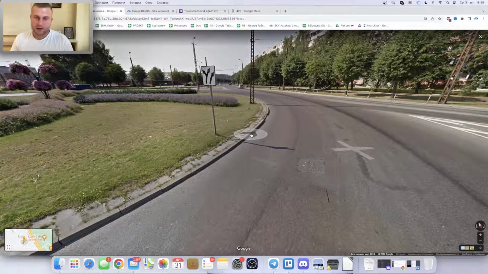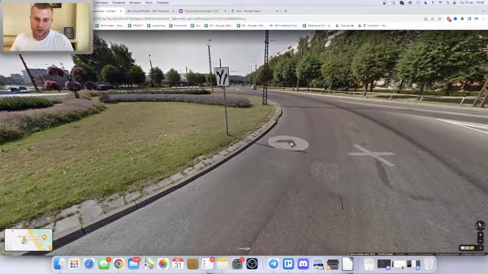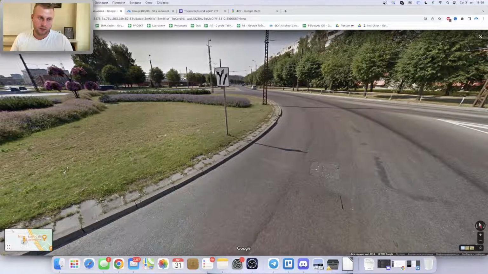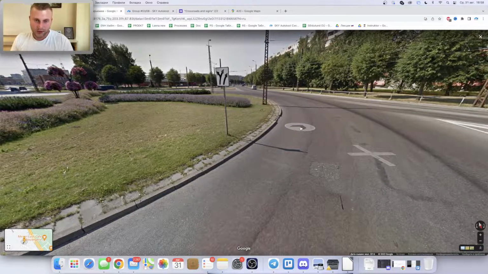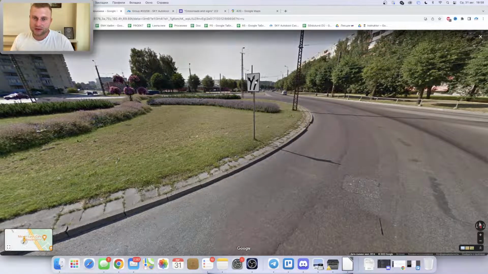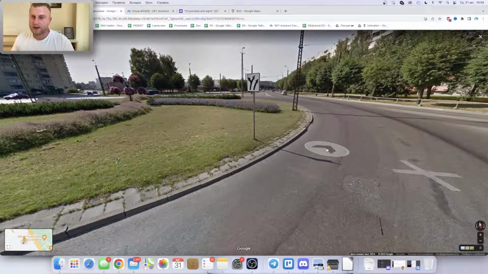So I'm repeating, if we don't show the indicator here, it means that we continue driving through the roundabout. If we show the indicator, it means we exit. It's quite tricky here because the sign allows us to exit from the roundabout from the left lane or continue in the left lane. That's why it's always important to show indicators in time.